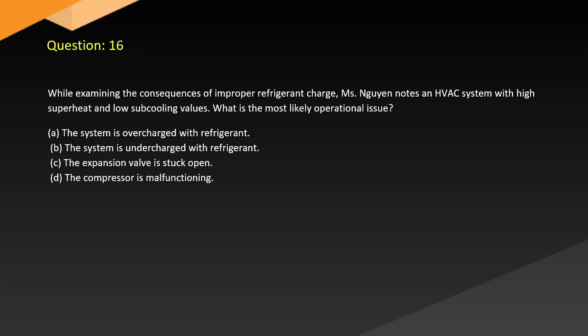Question 16. While examining the consequences of improper refrigerant charge, Newer notes an HVAC system with high superheat and low subcooling values. What is the most likely operational issue? A. The system is overcharged with refrigerant. B. The system is undercharged with refrigerant. C. The expansion valve is stuck open. D. The compressor is malfunctioning.